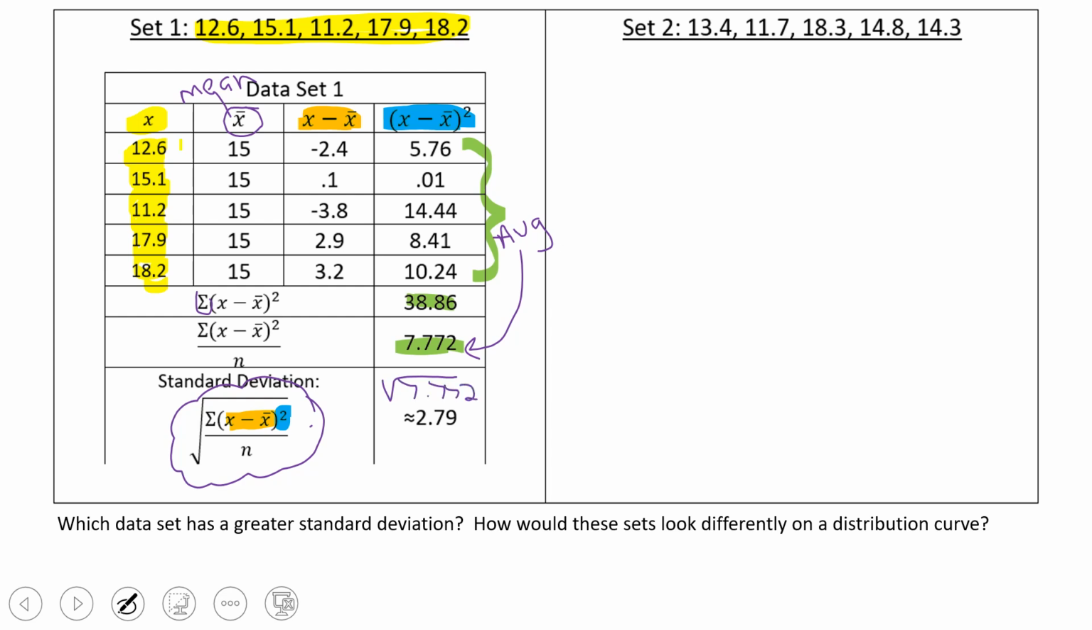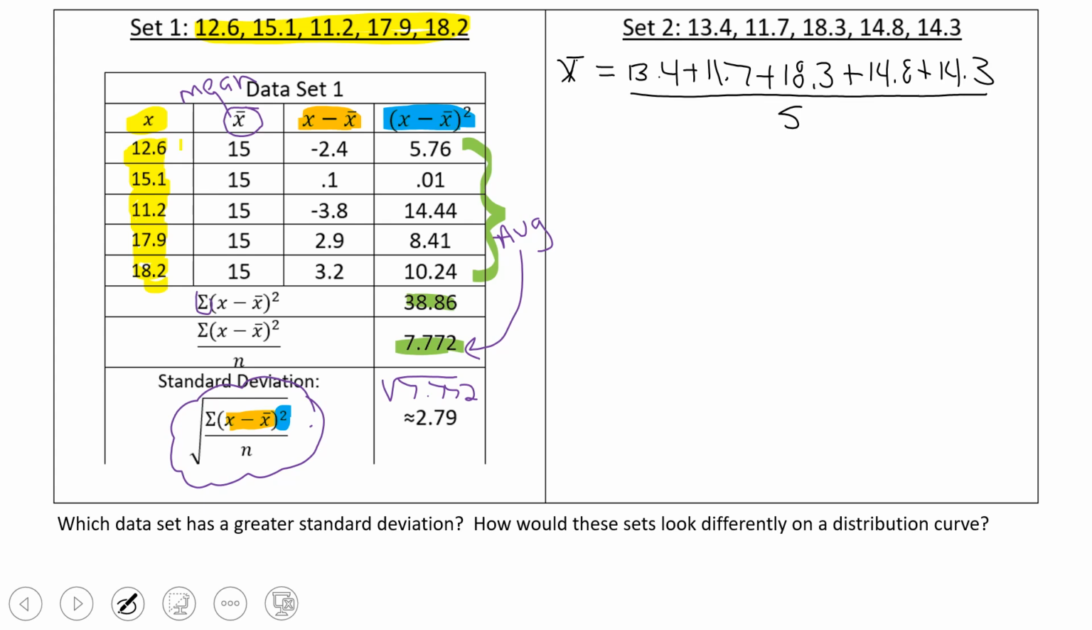And then to do the standard deviation, you're just taking the square root of that average. So if I do it over here for data set 2, the first thing we're going to do is find the average. I'm going to take 13.4 plus 11.7 plus 18.3 and so on, and divide it by 5, because that's the 5 values that I have. If I do that, I get 14.5.